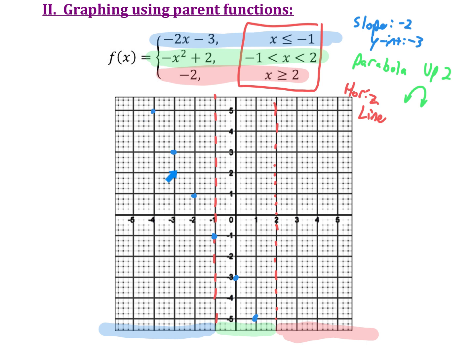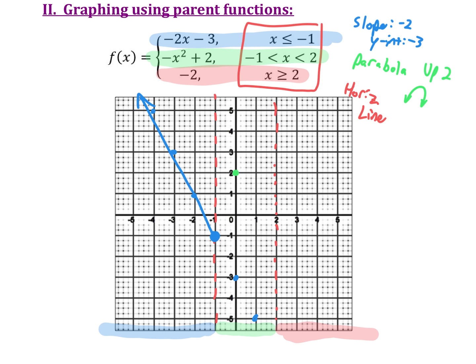You can see I clearly have a line shape, but my function is only defined on this side of that little boundary. So I'm not going to connect all of the dots, I'm only going to connect the ones that have an x value less than or equal to -1. Now, since this has an or equal to, I can include a filled in circle. Now, for this middle function, we had -x squared plus 2. So that was a parabola that opens downward, shifted up 2.